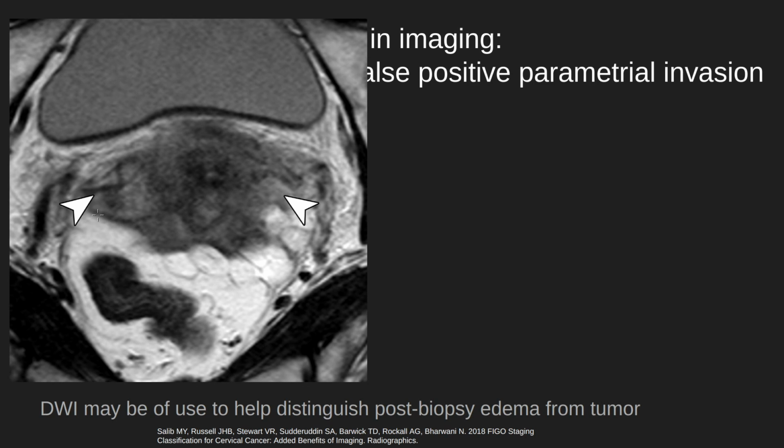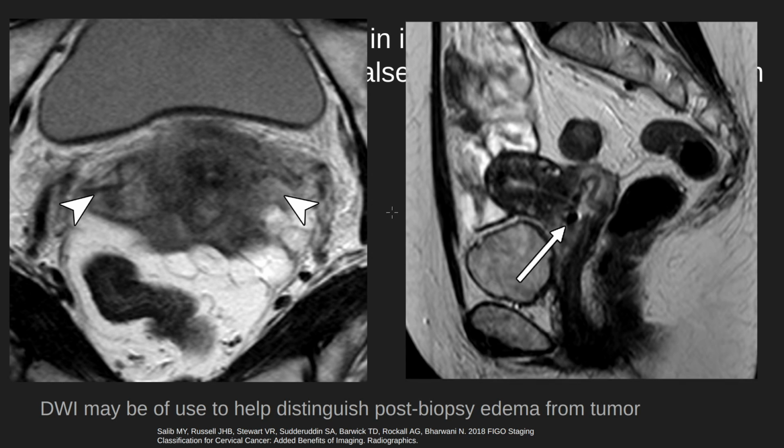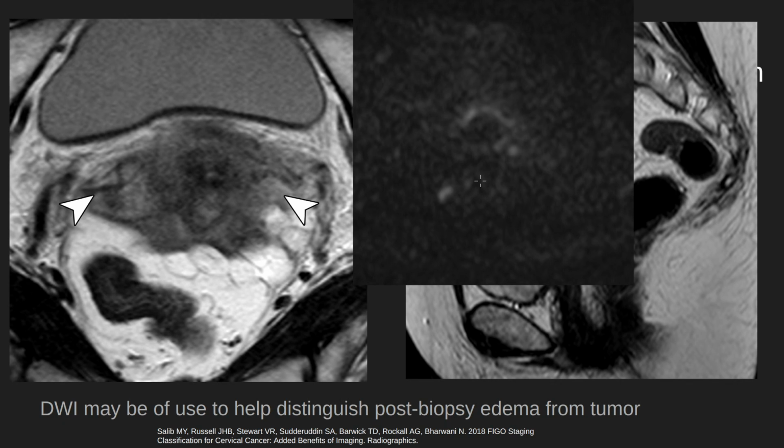So this is an actual T2 weighted image, and here we see this T2 heterogeneous signal that is extending into the parametrium on both sides, and it is indistinguishable from the tumor involvement, particularly because this is the tumor, but we cannot distinguish if there is a tumor involvement or there is local inflammation that has extended into the parametrium. This is a sagittal T2 weighted image, again, of the same patient, showing this susceptibility artifact, that is air, suggestive of recent biopsy. So DWI plays a very important role in such cases.